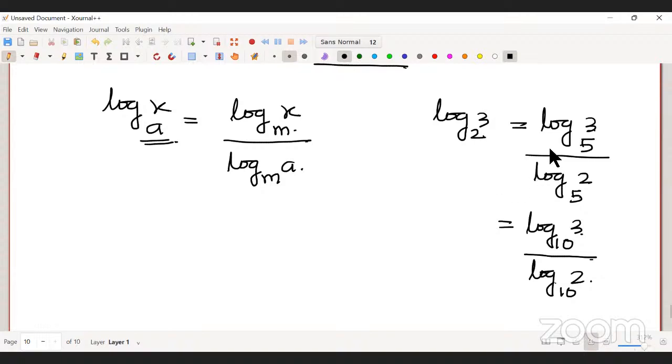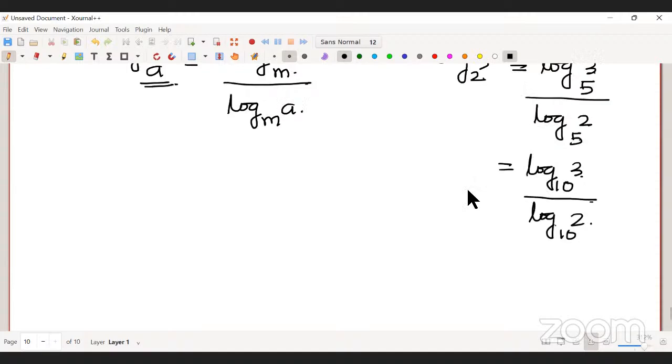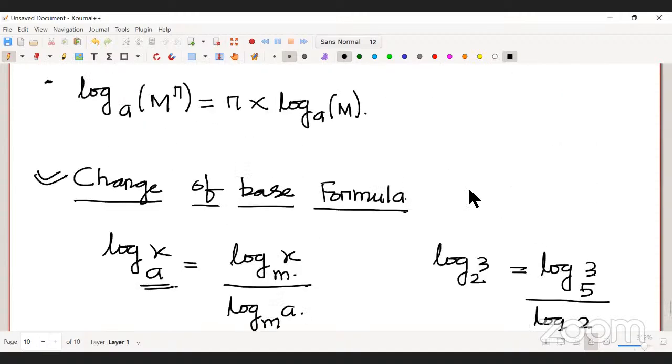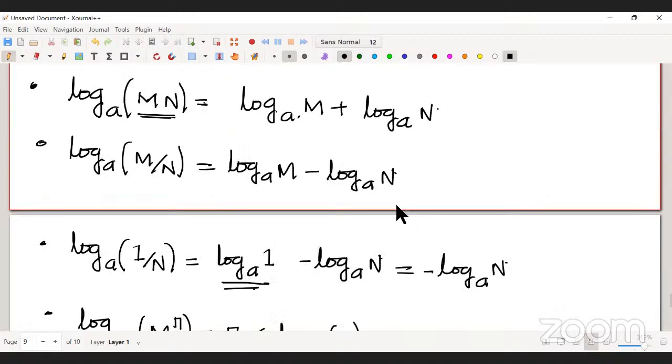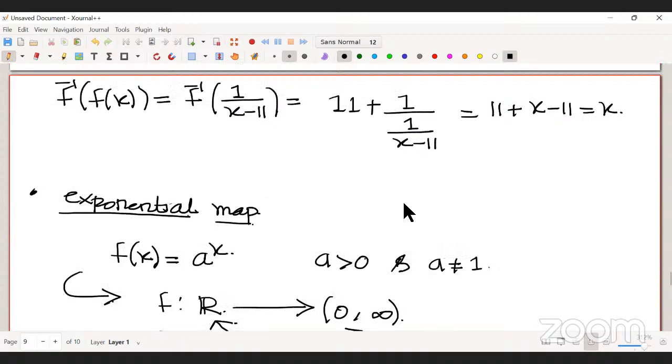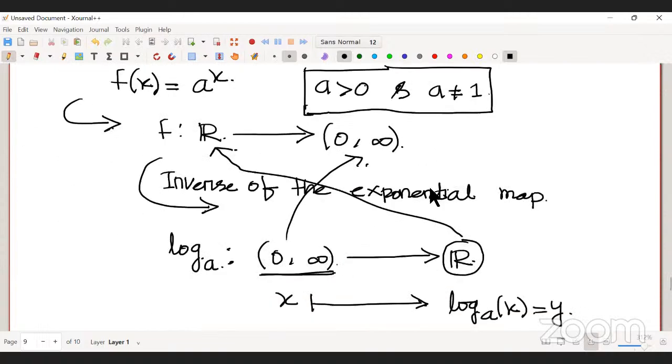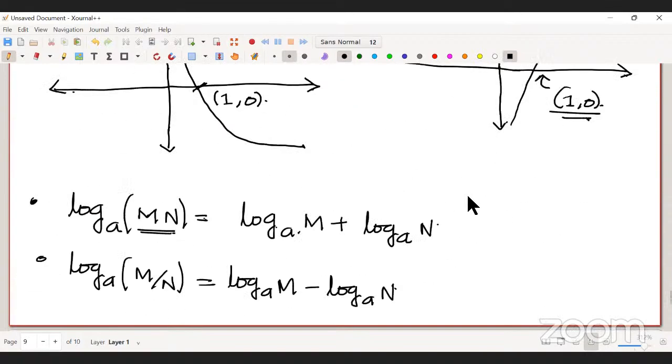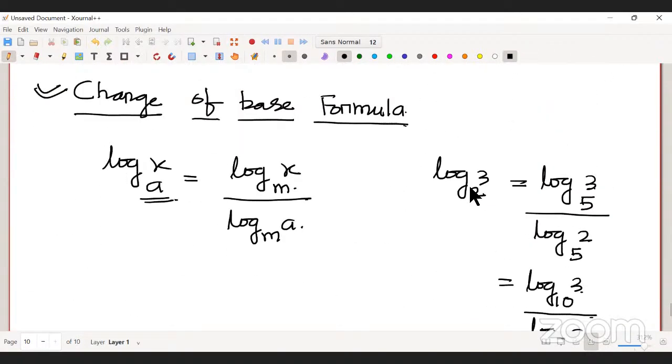Any doubt? If a is between 0 and 1, these properties are false. It doesn't matter what the value of a is. If a satisfies this condition, then all these properties hold. There is only one restriction, that a is greater than 0 and a is not equal to 1. Okay, any other doubt?